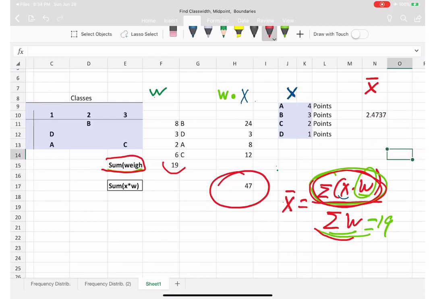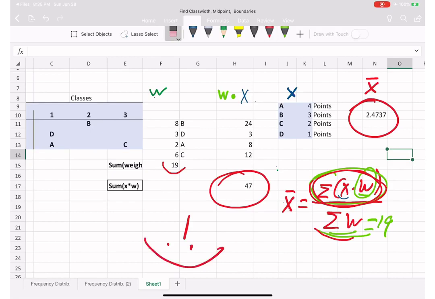Wait, 2.47. This is going to be your answer. Okay. Okie dokie. Let me clean this mess. And we are good.